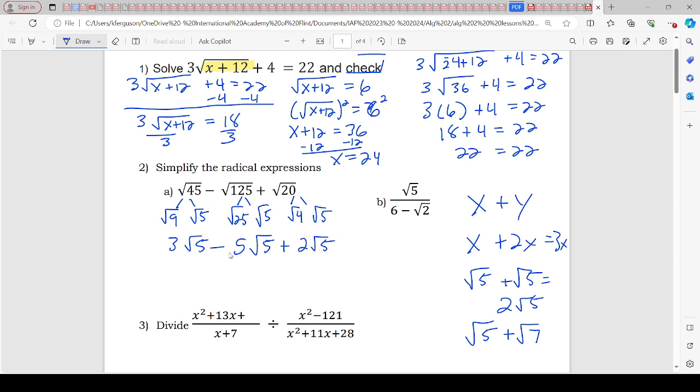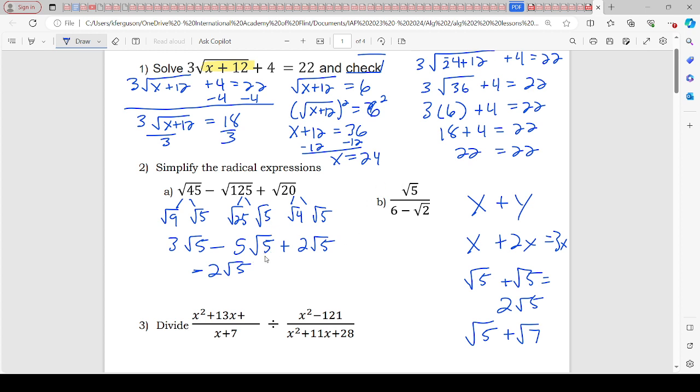So 3 square root of 5 minus 5 square root of 5, that's going to be negative 2 square root of 5. Does anybody have any questions on where I got that from? I'll say it one more time for the cheap seats: when you have radicals that you're adding or subtracting, the radicals need to be exactly the same or they don't work together. Okay? I'm not done yet.